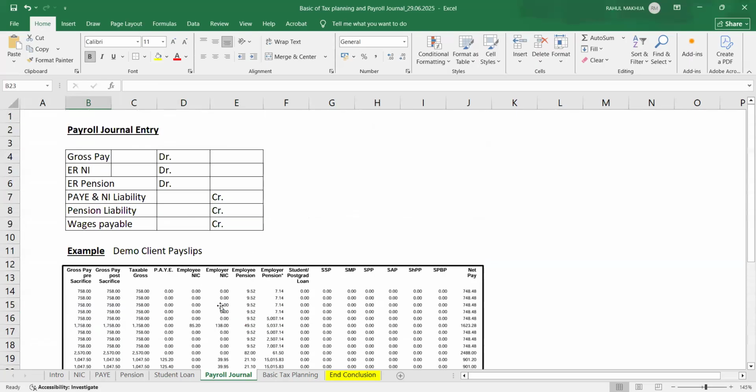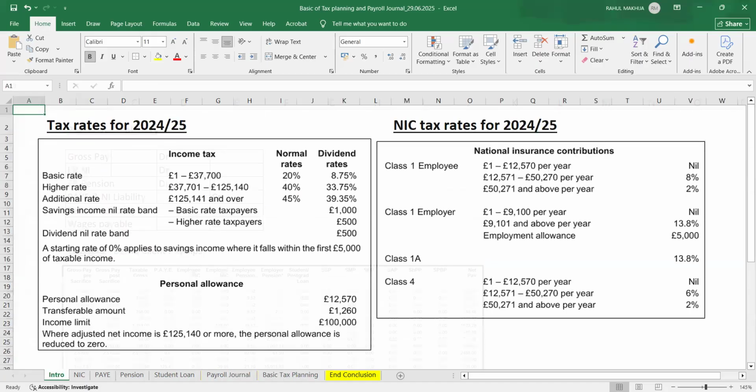Okay. Now moving forward to basic tax planning. In the intro tab, we have mentioned the threshold for NIC as well as for income tax and for dividend rates. You can see that for income tax, the basic rate band threshold is up to 37,700 pounds, at 20%. On the other hand, the dividend rate is just 8.75%. So what is more beneficial to take?